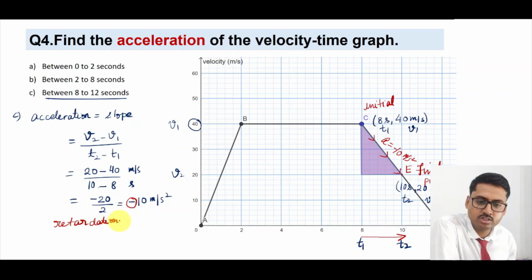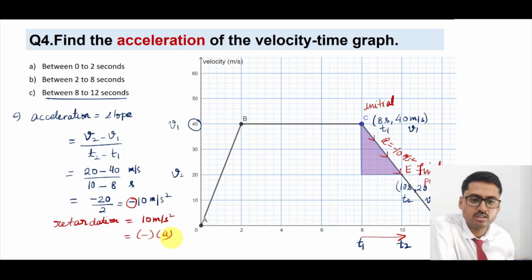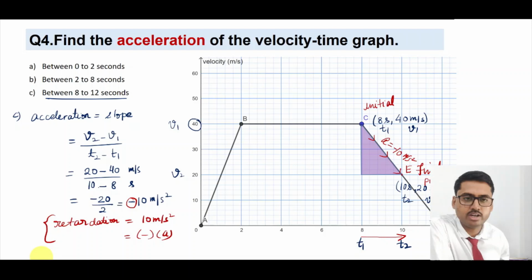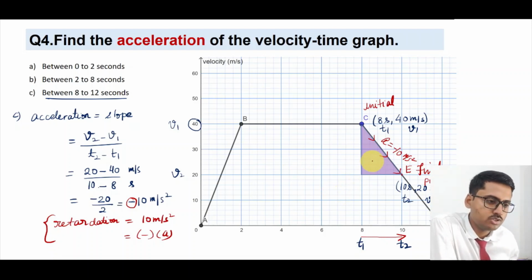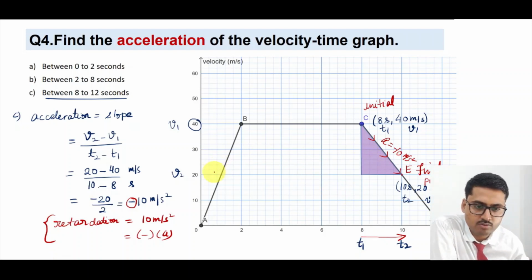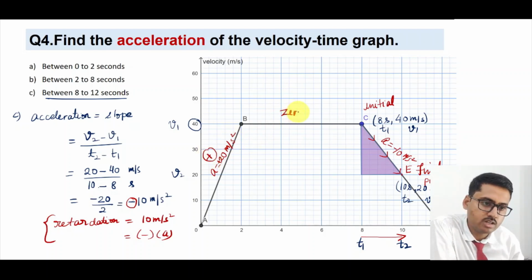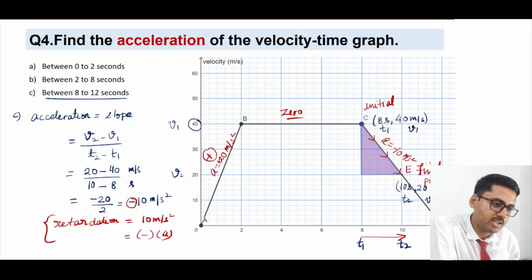Basically retardation is written as 10 meter per second square, which is the negative of the acceleration. So you can call this deceleration or retardation, which is minus of acceleration. Anyways, I'll not get into this right now. Let us focus on graph. So we have got the first part of the graph as a is equals to plus 20 meter per second square. This is positive acceleration. This is zero acceleration, and this is negative acceleration.